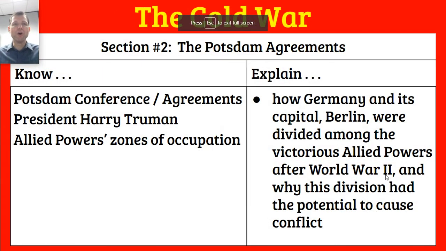But that was not the only conference relating to the future of Eastern Europe or the future of Europe in general. There was a second conference then held in July of 1945 after Germany was defeated. And this conference was held at Potsdam, just outside Berlin, and it produced a series of agreements called the Potsdam Agreements.